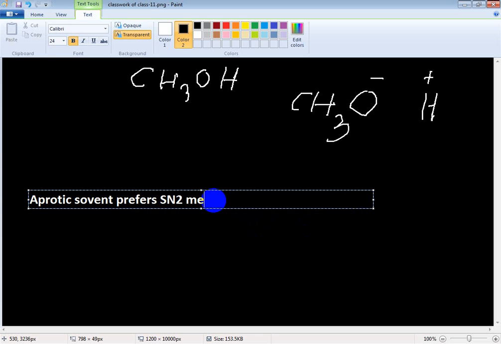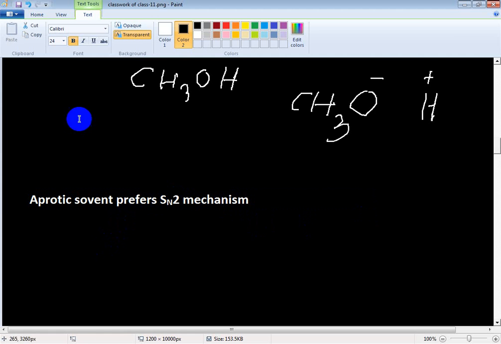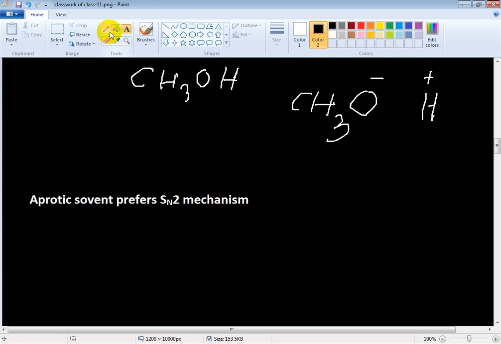SN2 mechanism. Aprotic solvents like DMSO, dimethyl sulfoxide, and acetone. They are aprotic solvents.